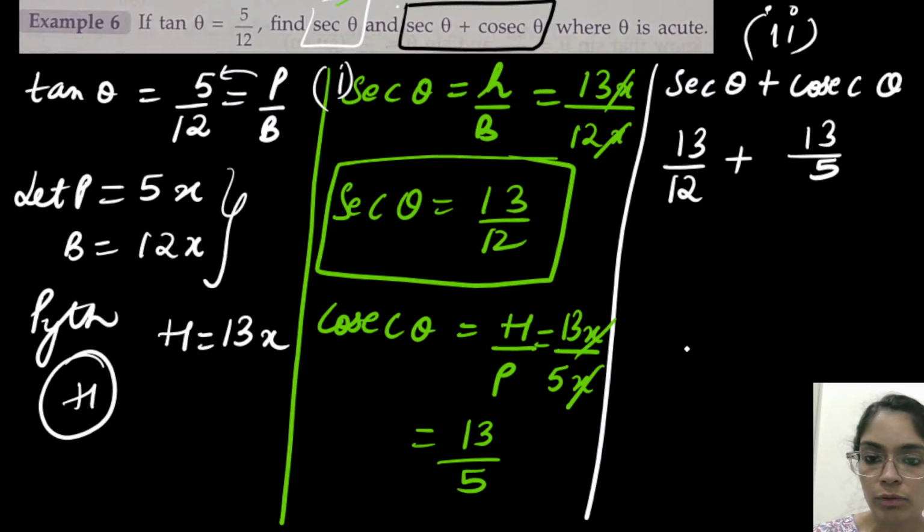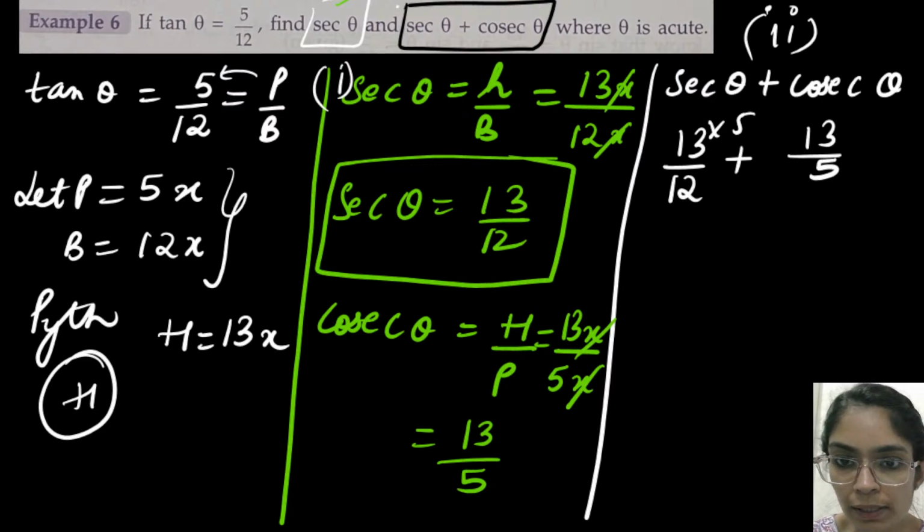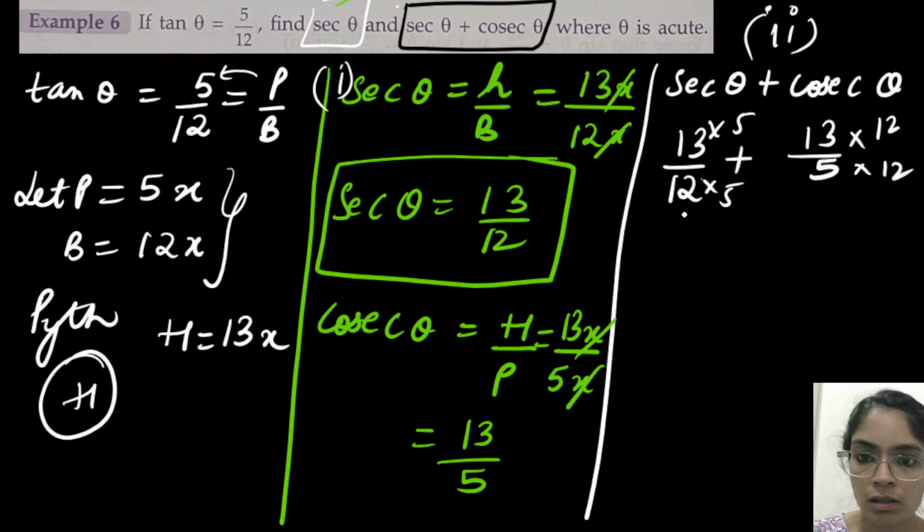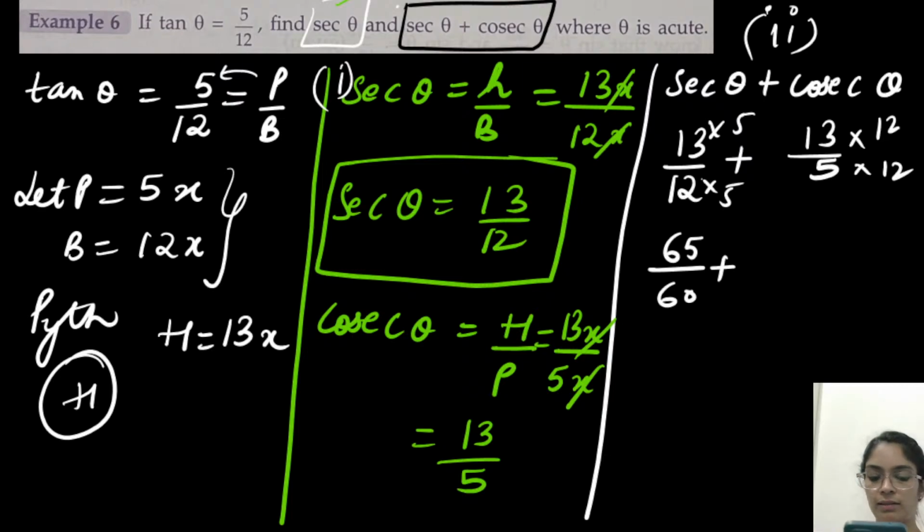Now two fractions are getting added, and their denominators are not the same. We have to make their denominators the same. So this we have to multiply by 5 up and down, and this we have to multiply by 12. So 13 into 5 is 65, so 65 by 60. And 13 into 12, what is 13 into 12? Multiply it and tell me the answer. I'm not going to do the calculations here, I'll just substitute.